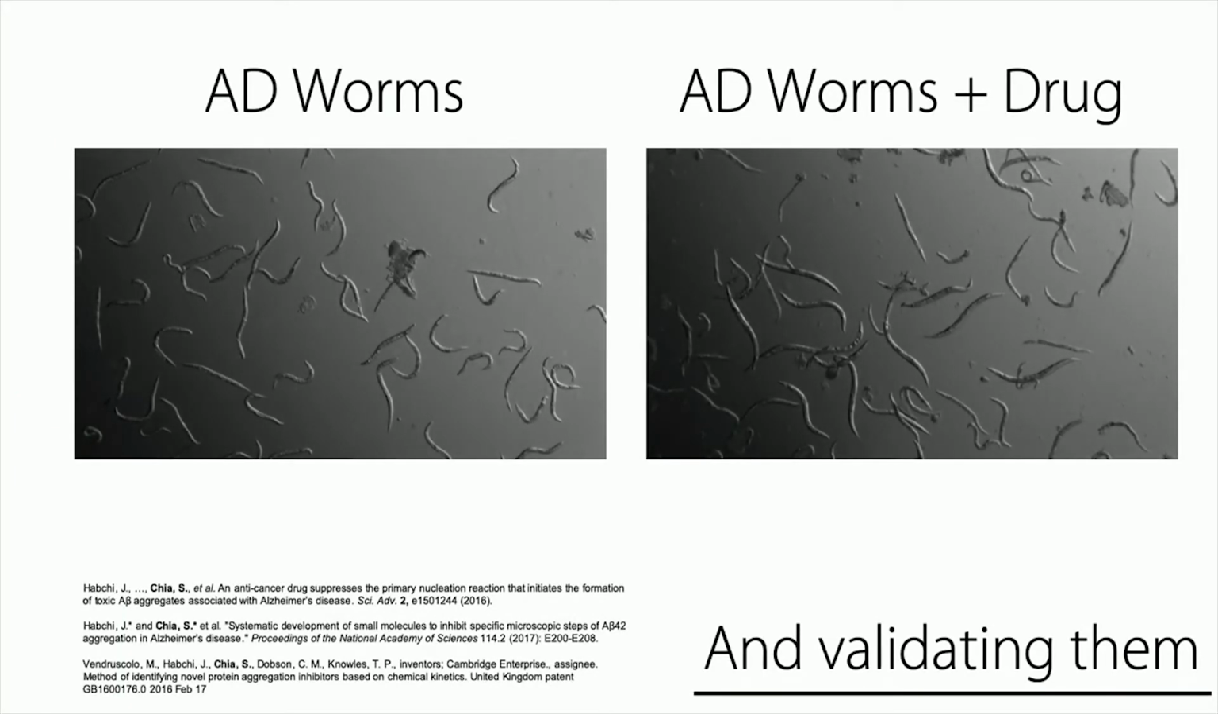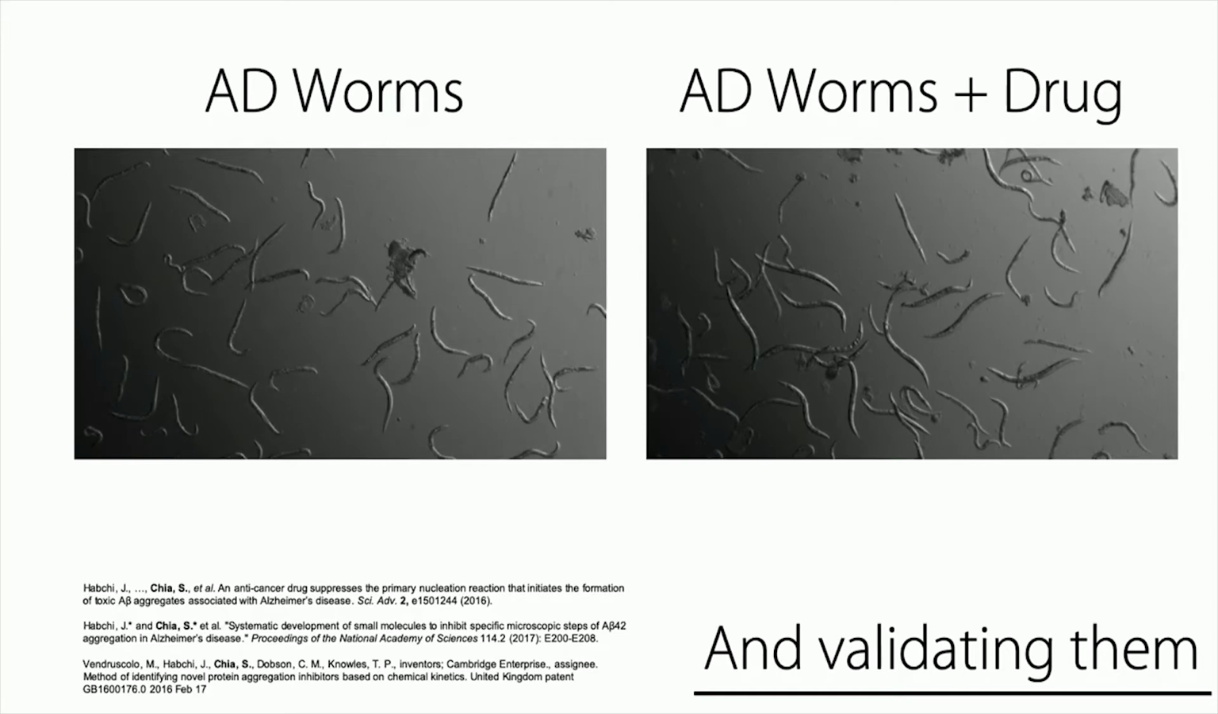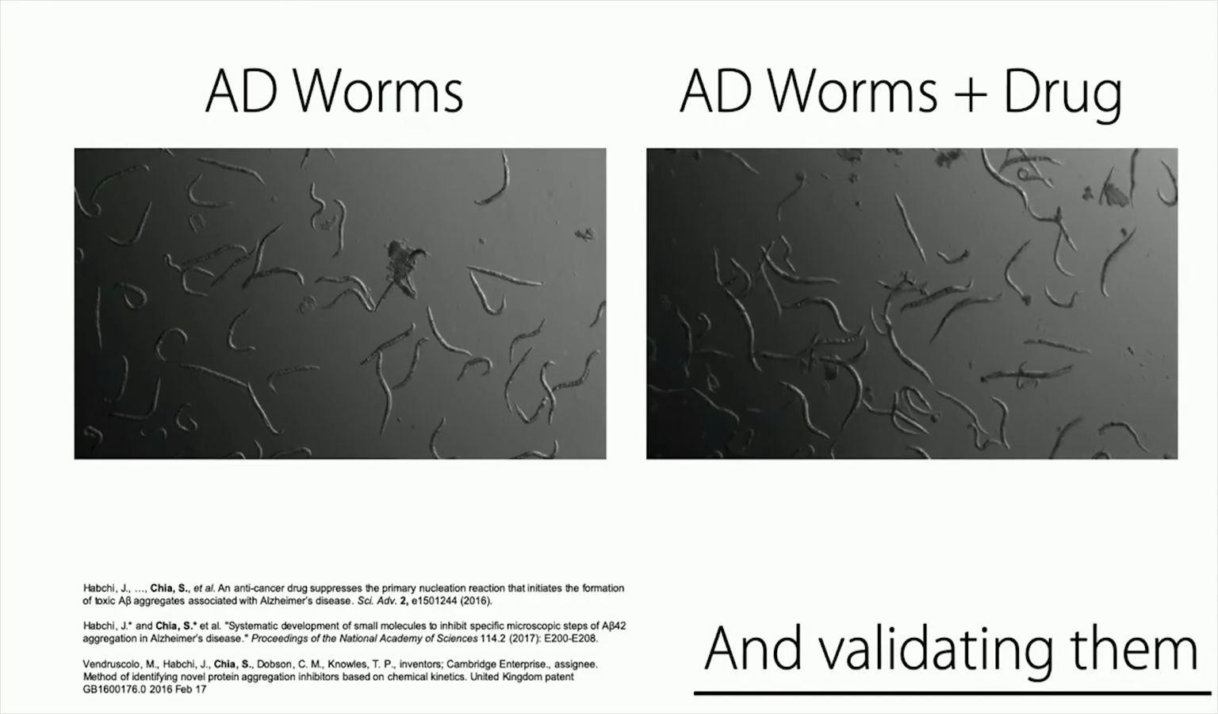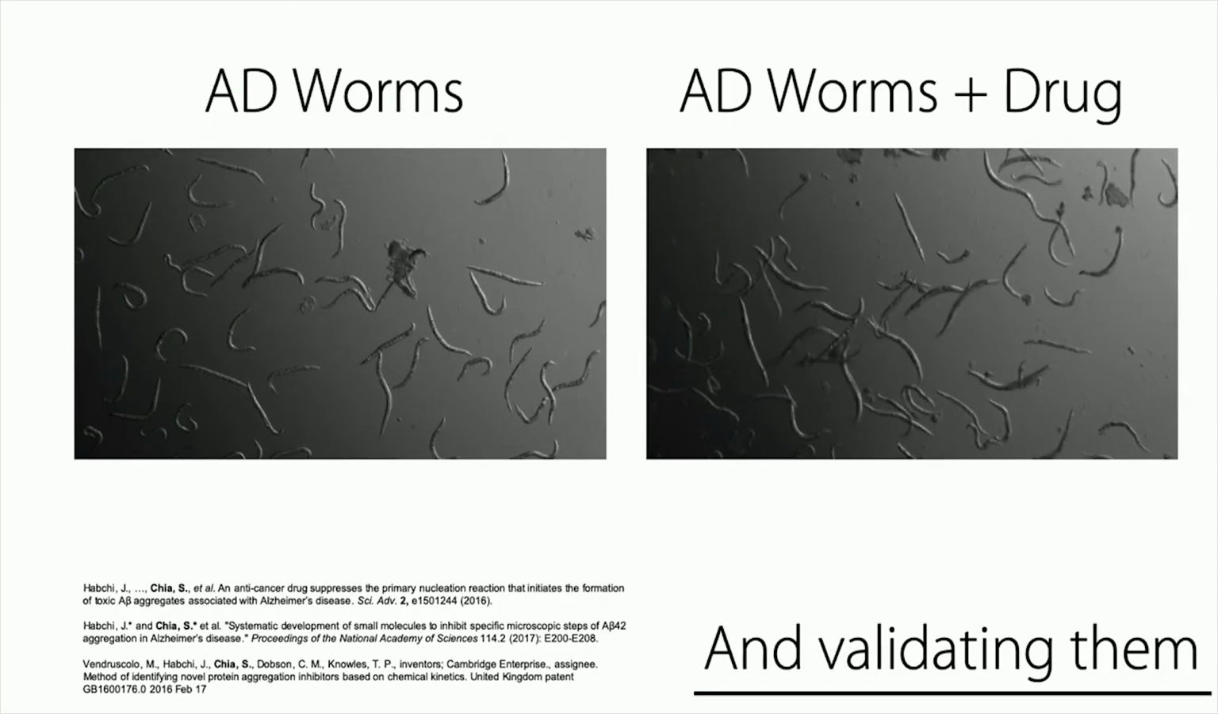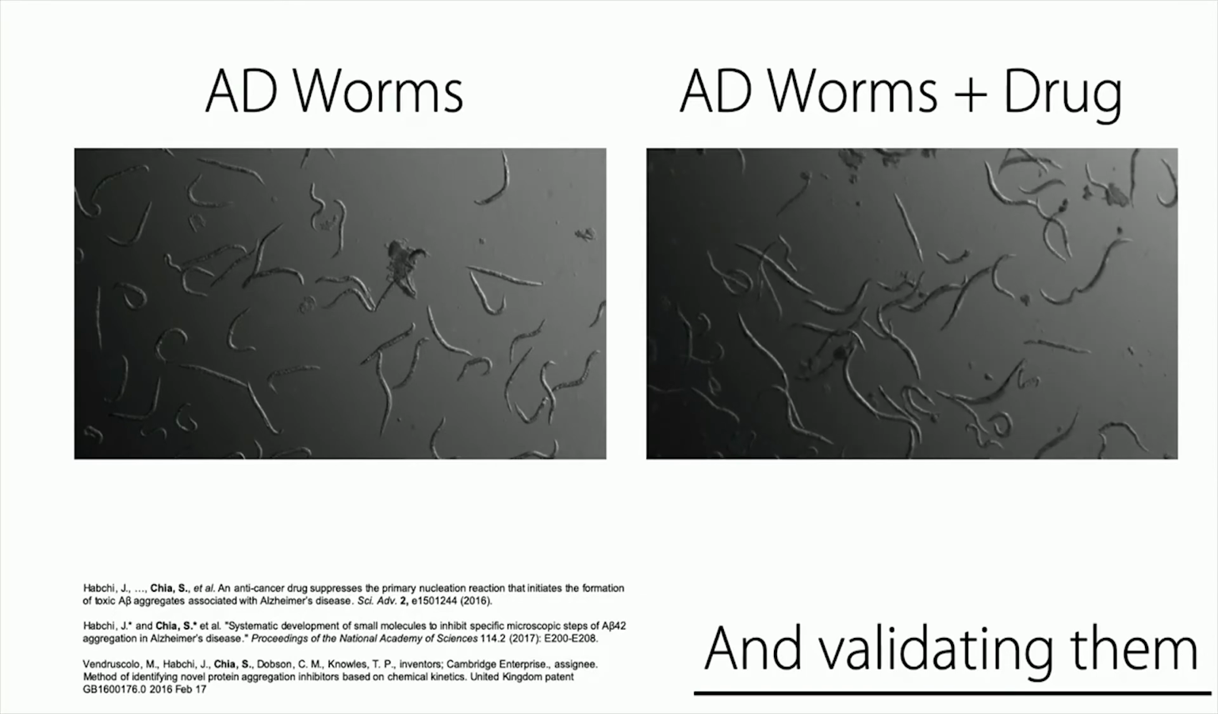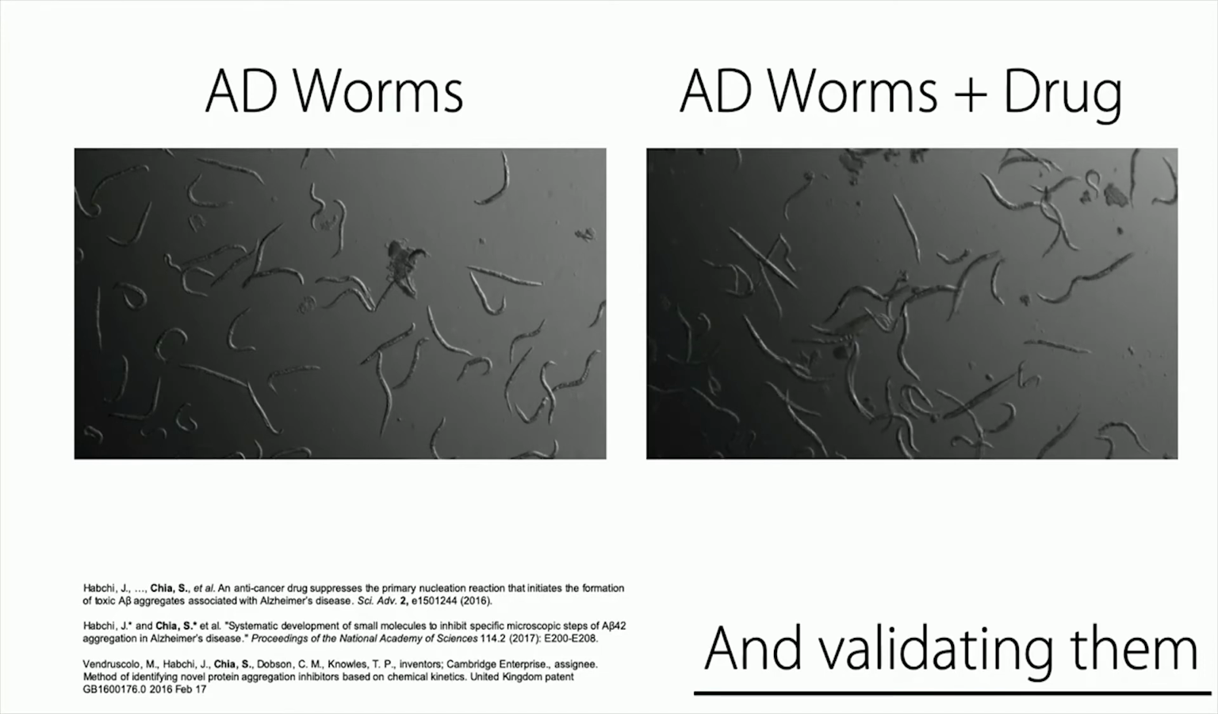Finally, we have also validated them in vivo. So this is in worm models expressing the aggregation. As you can see here, these are the AD worms, Alzheimer's disease worms. Because of the aggregation, they're paralyzed, and you can see that they're hardly moving, and most of them are dying. But in the presence of the drug, you can see that the motility is restored because the aggregation is being prevented due to the molecules.